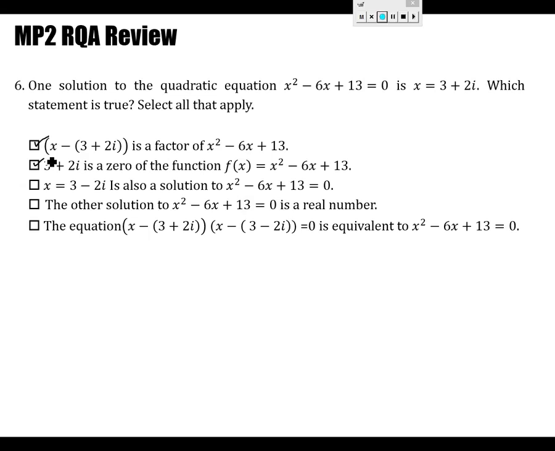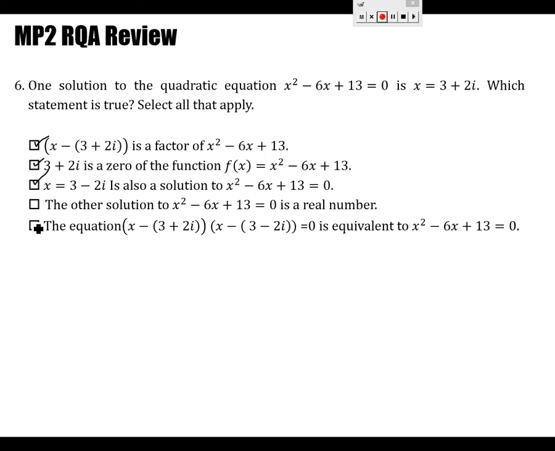If this is a polynomial with real coefficients, which it is, then you know that these solutions come in conjugate pairs. Do you remember that? So 3 plus 2i is a solution, 3 minus 2i is a solution. Check that box too. Well, we've just said, within the last 2 seconds, that 3 minus 2i is the other solution. So this is definitely false, the fourth one, right?